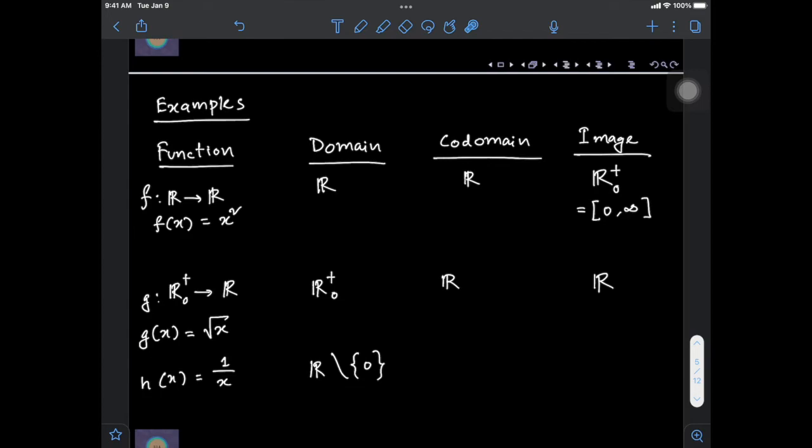Finally, let's consider this function where h(x) is given by 1/x. As we can see, this function is undefined when x is equal to 0. A very natural way to define the domain of this function would be all the real numbers except 0. So in this case the domain would be the set R minus {0}. So this is a quick introduction to the definitions of function, domain, codomain, and image, and some examples that will help us understand these definitions.